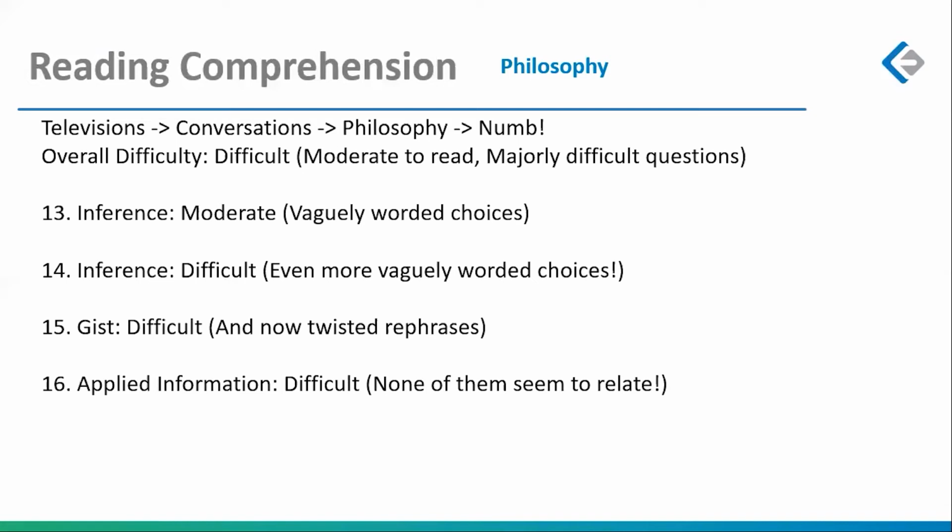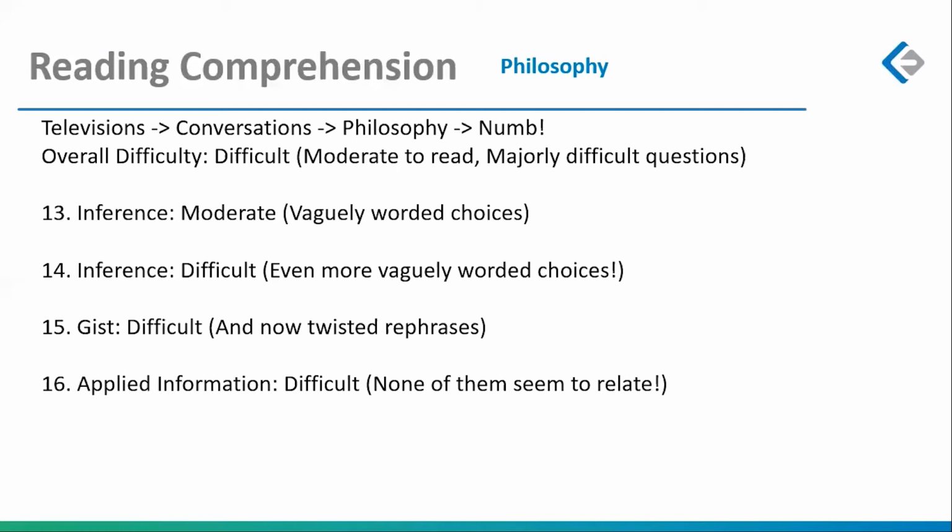Televisions, face-to-face conversations, philosophy, oh, I'm so numb. I mean, I added the 4th word. The first 3 are there in the passage. Moderate to read, majorly difficult questions, I'll call it difficult. 2 inferences, none of them, no easy questions. The only passage where there were absolutely no easy questions. All the questions were either moderate or difficult. In fact, except question number 13, everything was difficult.